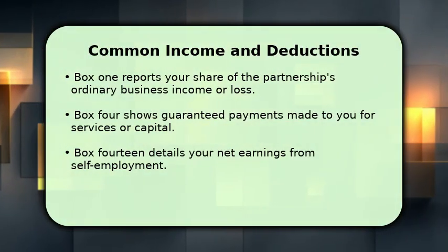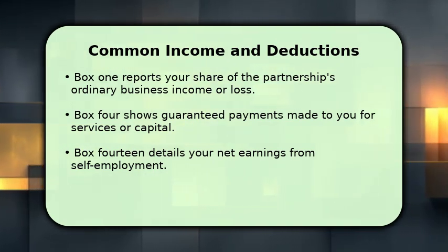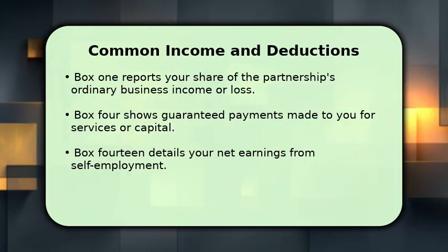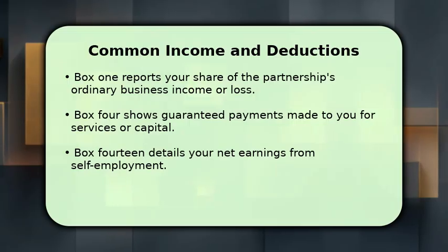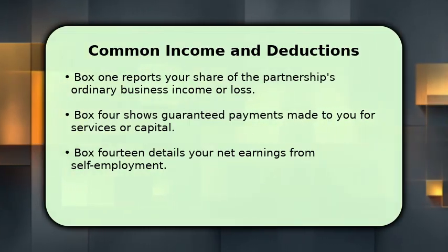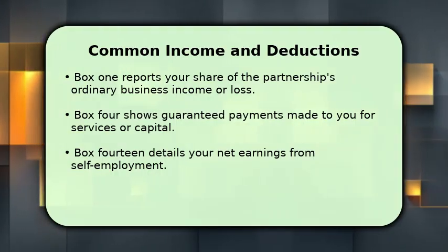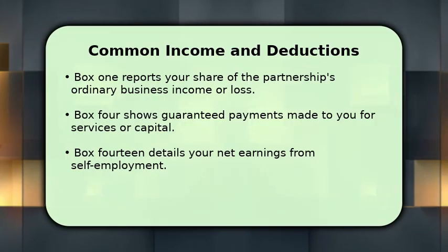Box 1 is crucial, showing your share of the partnership's ordinary business income or loss. Box 4 will report any guaranteed payments you received, which are payments made regardless of partnership income. Also, Box 14 is important for calculating your self-employment tax, detailing your net earnings from self-employment. Understanding these boxes is key.